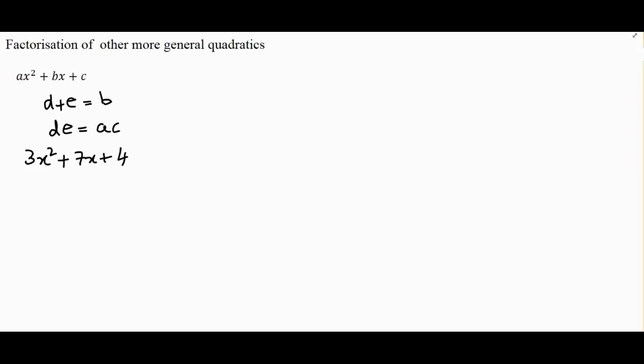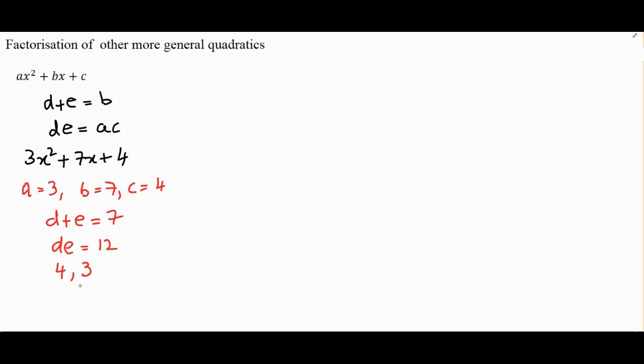In this example, we've got 3x squared plus 7x plus 4. If we compare quickly, a here is 3, b is 7, and c is 4. So what we're looking for is that when we add the two numbers, they should equal 7, and when they multiply, they should equal 12. Very quickly, we see that the numbers are positive 4 and positive 3. The sum of them is 7, and multiplied gives us 12.